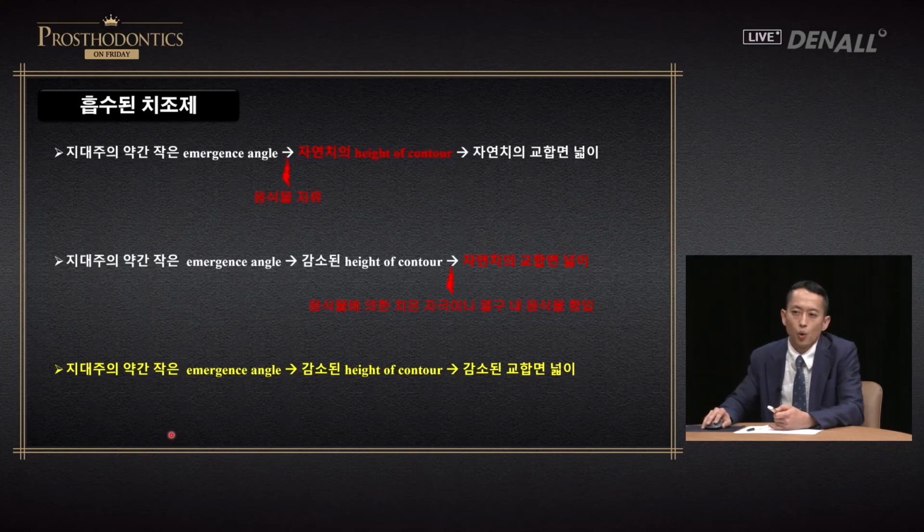I think this is the only option we have. For atrophied ridge, you need to use a smaller abutment and a reduced height of contour and slightly reduced occlusal table. This is the best compromise that we could choose.